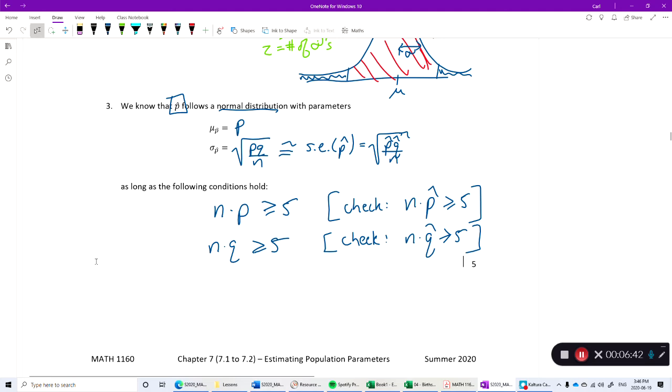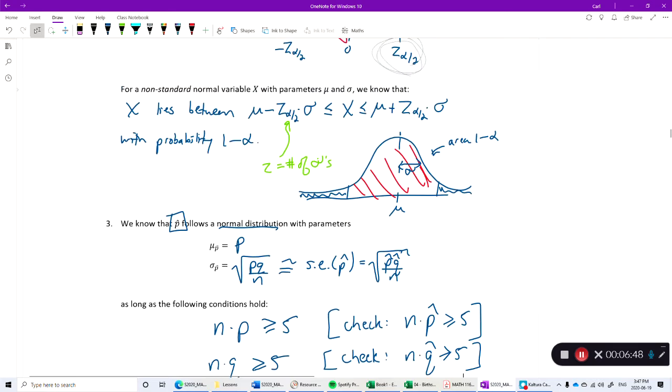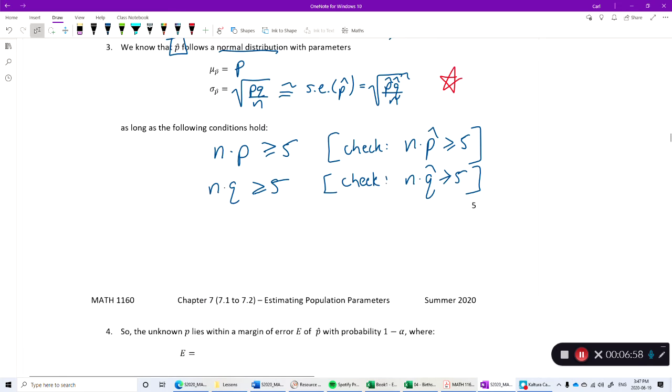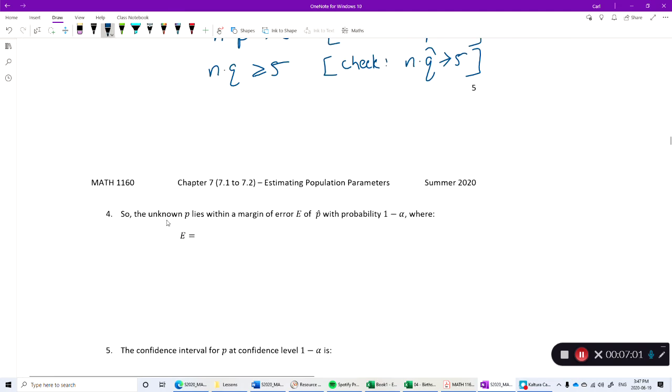Okay, so step 4. So that's the sigma. If we go, I'm going to connect this statement with this stuff, and what that means is the unknown p lies within a margin of error E of the center with probability 1 minus alpha, where I think I need to insert one step here. So step 3.5, it's going to be almost the same.